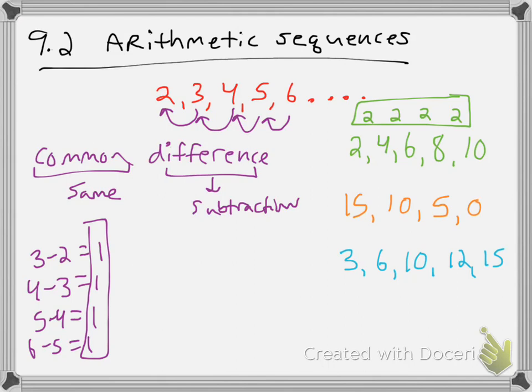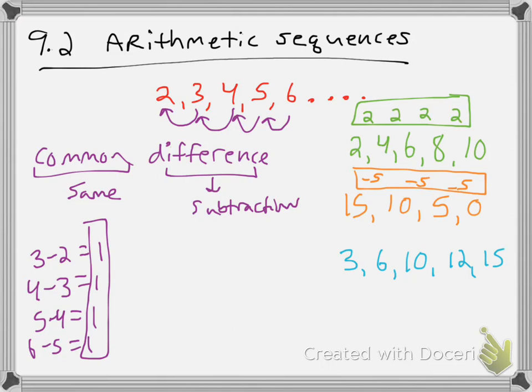Let's look at this one. 10 minus 15 is negative 5. 5 minus 10 is negative 5. 0 minus 5 is negative 5. Yeah, that too is arithmetic because it has a common difference of negative 5. It's going down 5 every time.